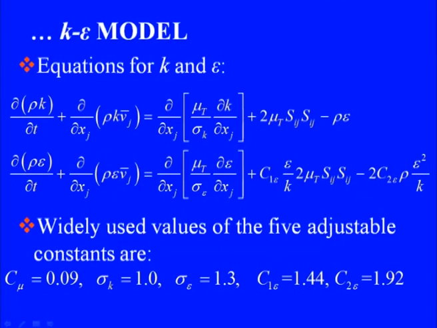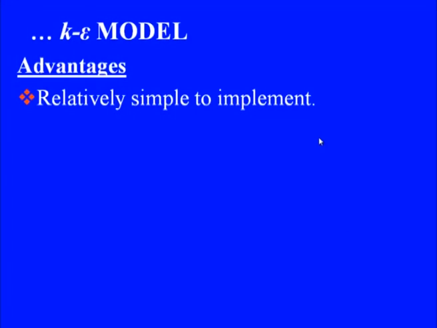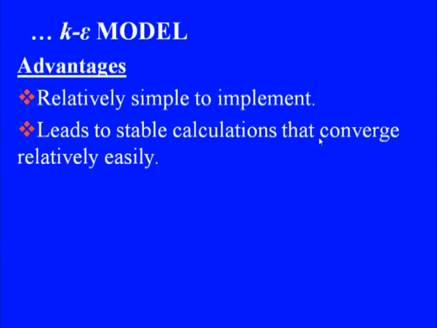Now, what are the advantages of this k epsilon model? It is relatively simple to implement. We have 2 additional equations which have a similar form to that of our normal momentum equations. For instance, we had a time derivative term, a convective term, a diffusive term and a source term. So, the solution process would be exactly the same as the one we are going to use to integrate our momentum equations. We have to just add 2 additional equations, and it has been observed that the k epsilon model leads to stable calculations that converge relatively easily.